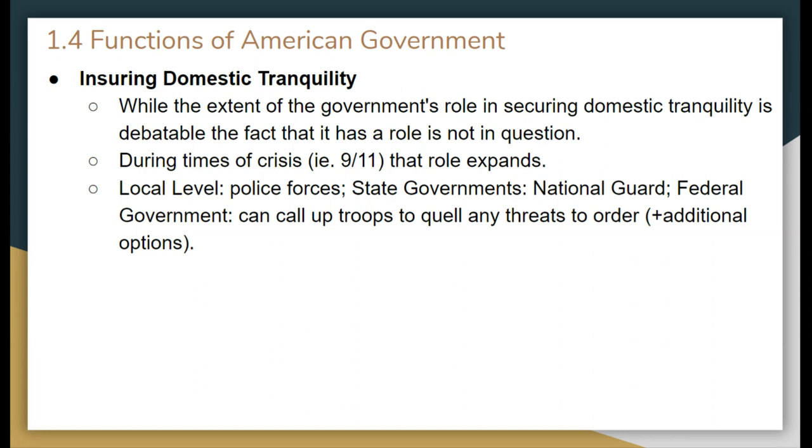On a local level, in order to ensure domestic tranquility, we have things like police forces. On a state level, the National Guard. And the federal government can call up troops to quell any threats to order, as well as additional options like federal criminal justice agencies, for instance, the FBI and the ATF or the DEA.